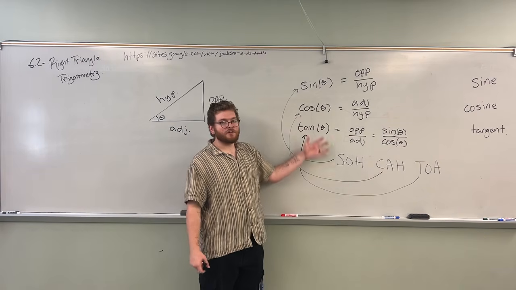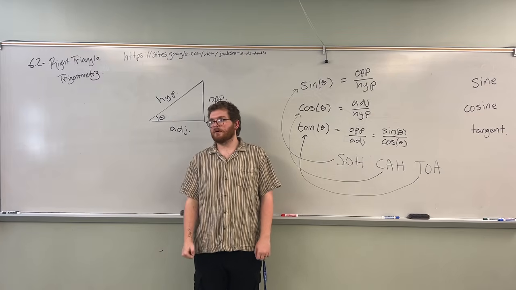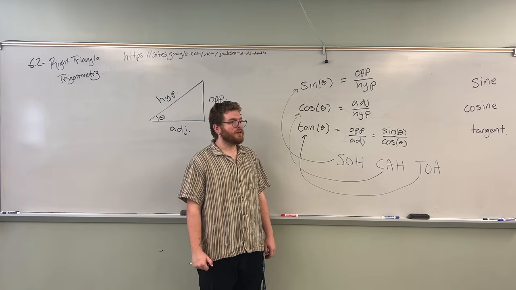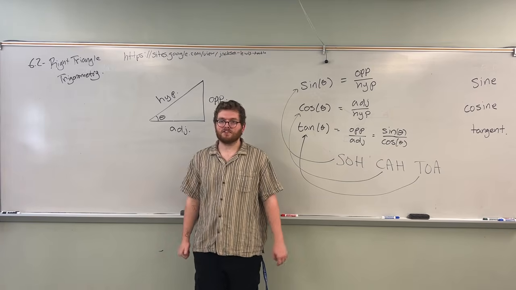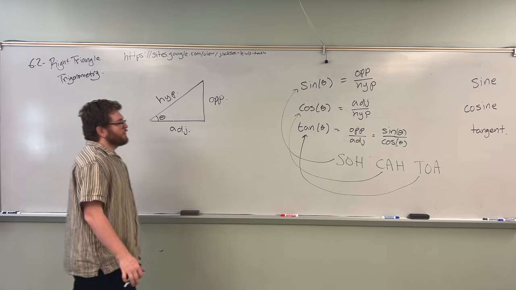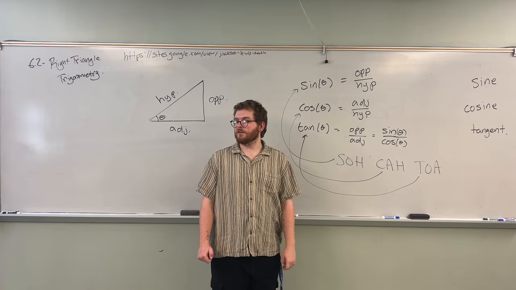So again, these are functions that if I know the angle, I can tell you just about anything else about the triangle. Or if I know the lengths of the sides, I can tell you about the angles inside the triangle. So SOH CAH TOA, sine, cosine, tangent, those are our three important functions.